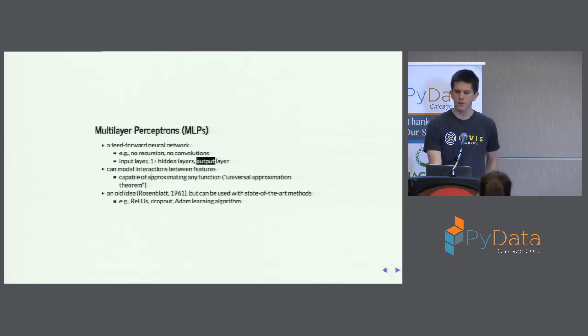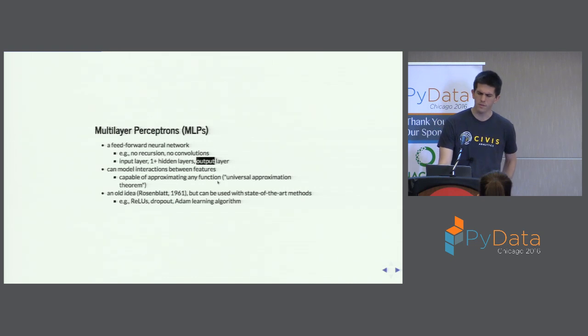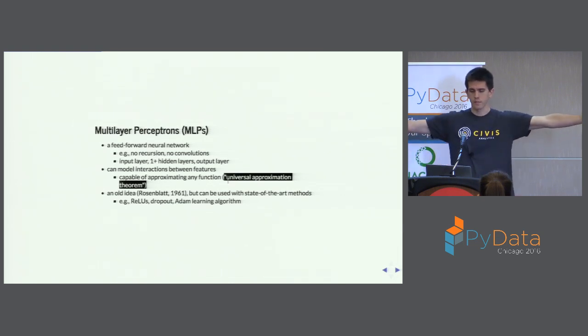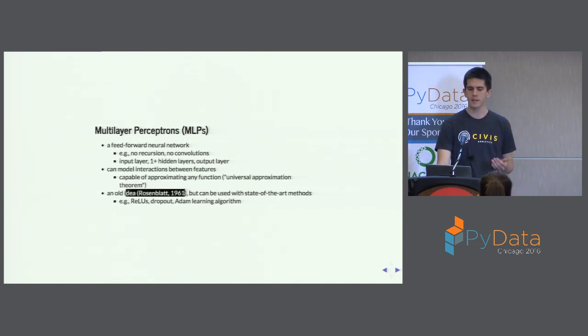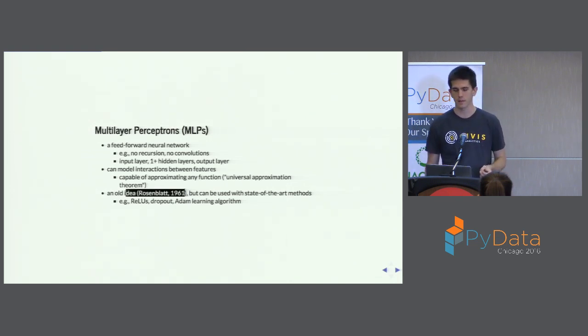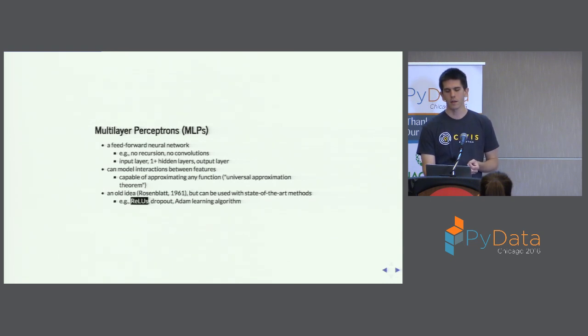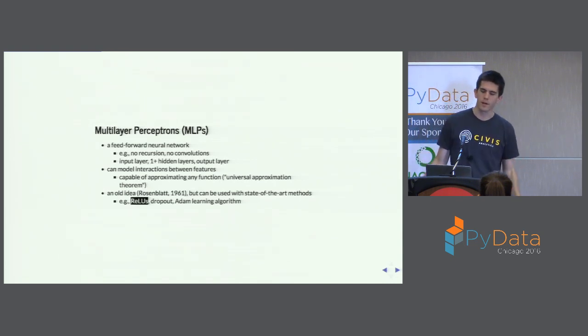And in fact, if you have one layer, I believe there's this thing called the universal approximation theorem that says you can approximate any function as long as that layer's wide enough. So multi-layer perceptrons are not something new or fancy. It's actually quite an old idea, but the nice thing is that it combines with all the state-of-the-art neural network methods. So you can use ReLU activation functions and dropout, which is kind of like regularization, and all the latest gradient-based optimization techniques.